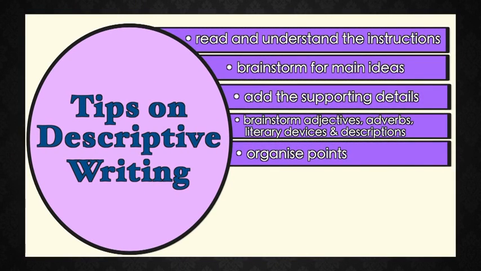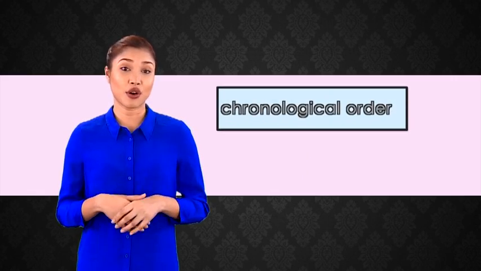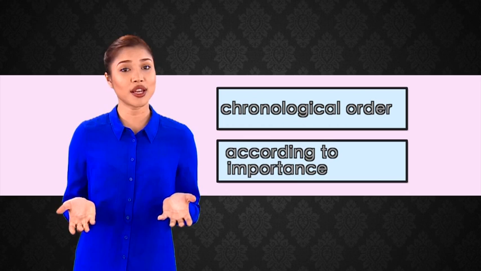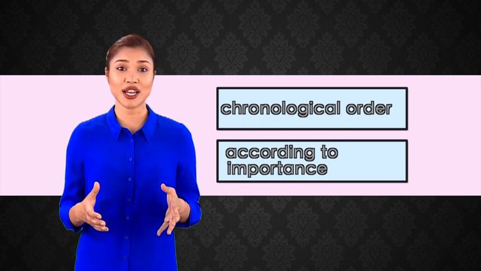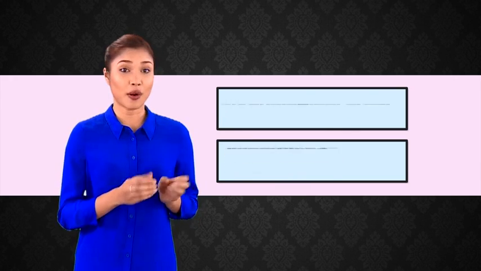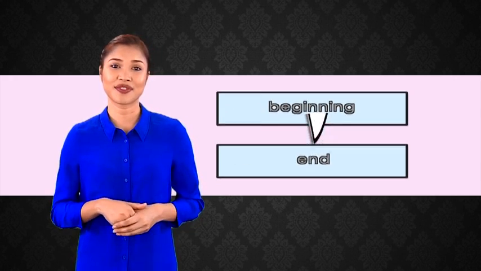Organize points. Then, organize all the points in this tree map. You can either arrange the points in chronological order or according to importance. Chronological order means arranging the points in sequence from beginning to the end. I'm going to arrange my points in chronological order. It looks like this.